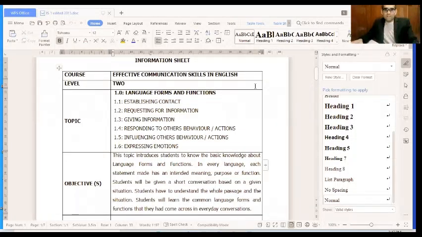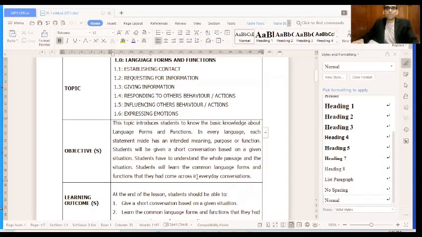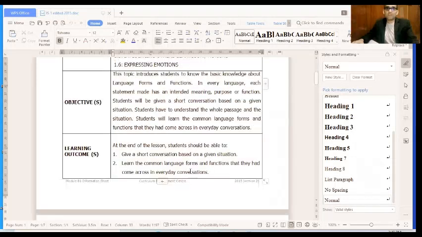Hi everyone. Okay, for today's lesson, we are going to learn about language forms and functions, which is under effective communication skills. There are six subtopics that we are going to learn. The first one is establishing contact, requesting for information, giving information, responding to others' behavior or actions, influencing others' behavior or actions, and the last one is expressing emotions. By the end of the lesson, you're going to know the common language forms and the functions that come across in everyday conversation.